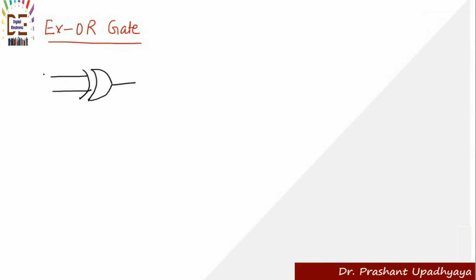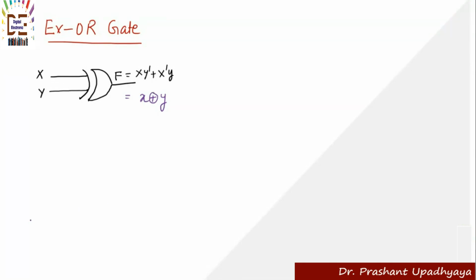So let's take an example of an XOR gate. Let's say I have an input X and an input Y, and I am getting a function F. So what will be my output? My output will be X into Y bar plus X bar into Y. That I can also write as X XOR Y. This is known as the XORing of the gate.